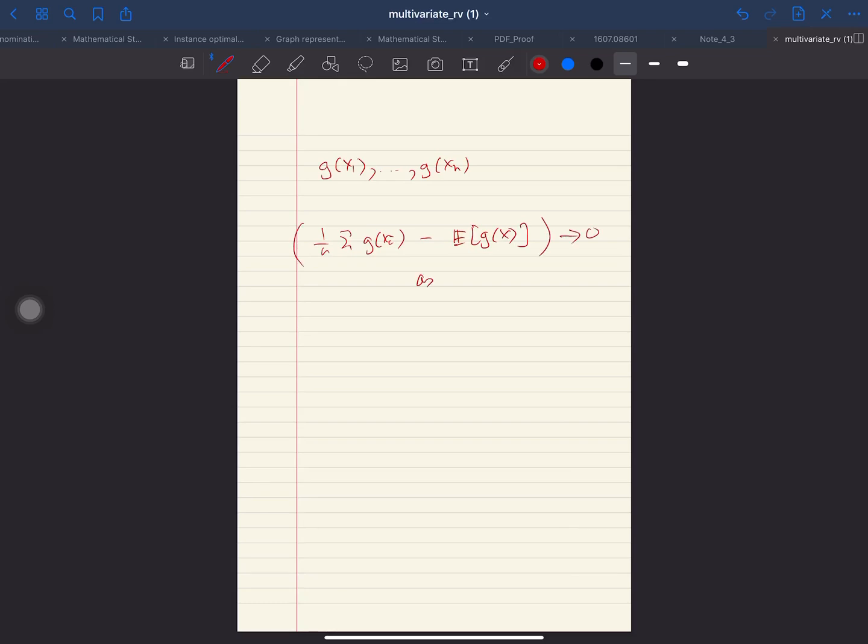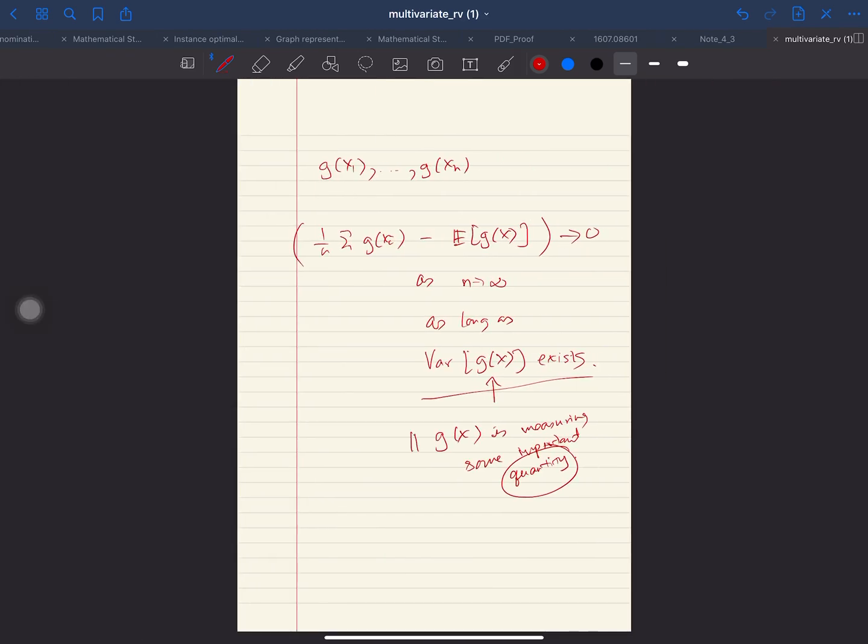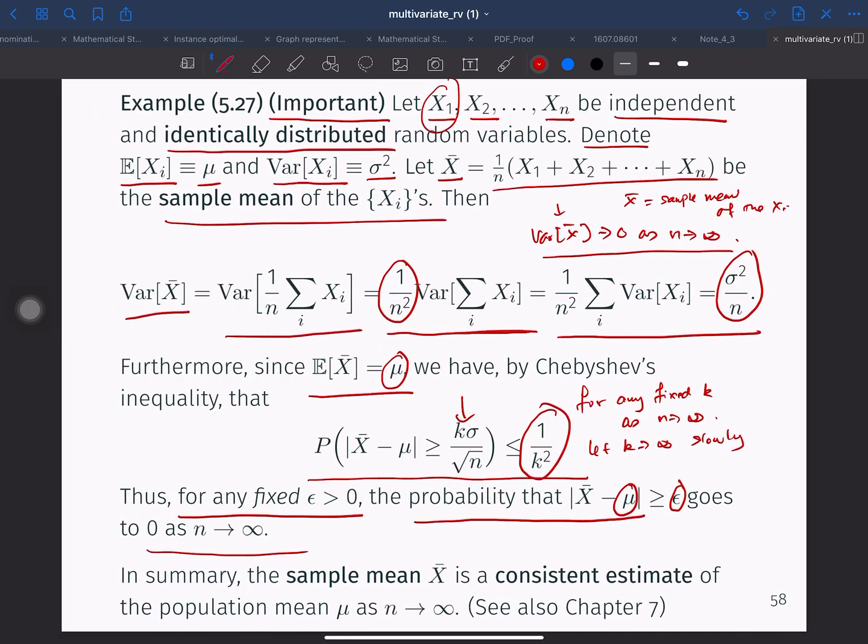will go to 0 as n goes to infinity, as long as the variance of g(X) exists. And so as long as g(X) is measuring some important quantity, we can always estimate it consistently. So we present the result here for the sample mean, but it is true in much more general settings. For that, you will have to wait until ST422.